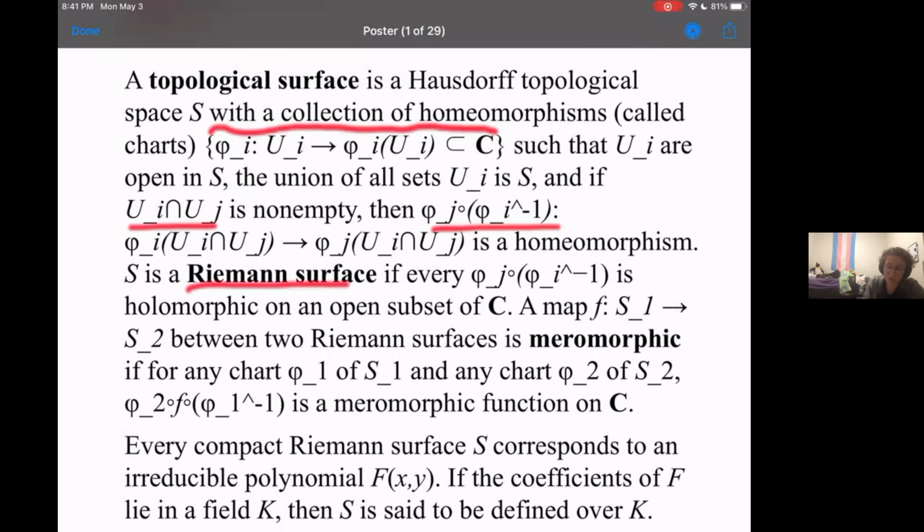Right, so now a Riemann surface is just a topological surface, except that these maps here are also holomorphic. Next we want to map, not only a space to the complex plane, but we want to map Riemann surfaces to each other. So if we have a map from a Riemann surface S1 to a Riemann surface S2, we're going to say that that map is meromorphic if for any chart phi1 of S1 and any chart phi2 of S2, this composition over here is a meromorphic function on the complex plane.